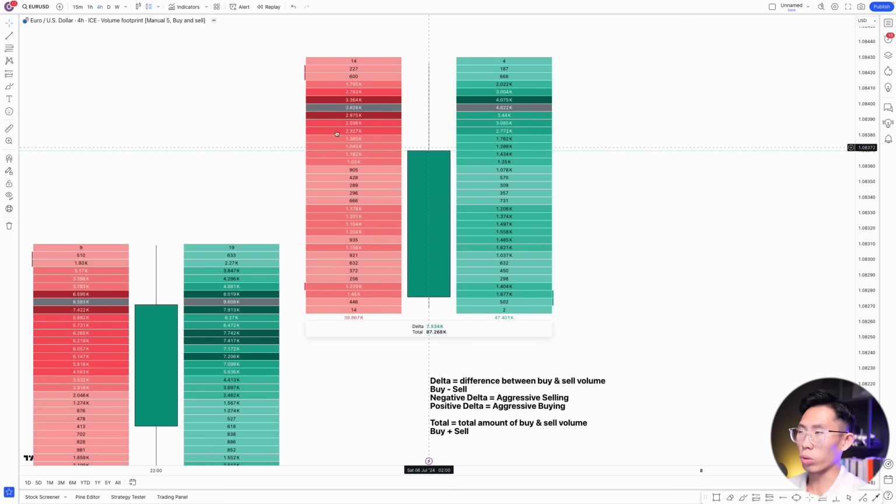So let's dive deep into understanding how to actually read these footprint charts. Once again, on the left hand side, what you see is your sell orders, and like I said, the darker the color, the more orders there are, right?